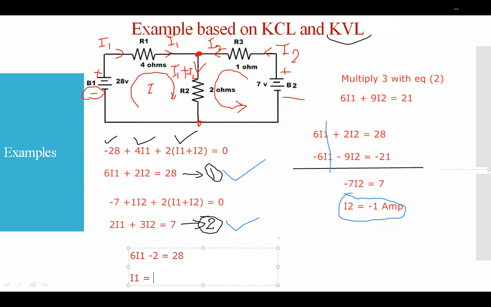So 28 plus 2, it is 30. And 30 divided by 6, so it is 5 ampere. Now you got both the values here.